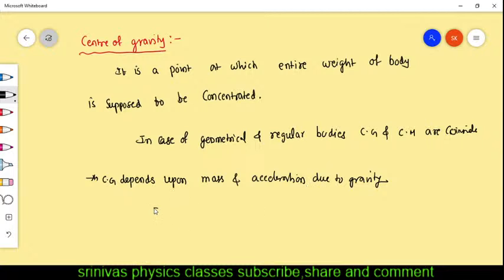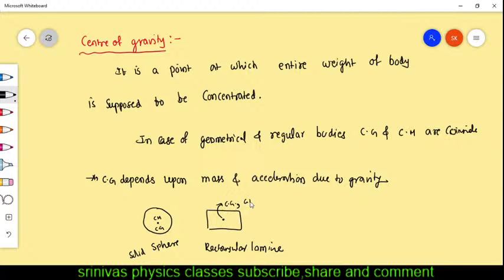For example, if you go for the ring, center of mass is at the center and center of gravity is also at the center. If you go for the solid sphere or anything, center of gravity and center of mass are at the same position. In case of rectangular lamina plate, the center of gravity and center of mass are at the point of intersection of diagonals. If the body is regular, center of gravity and center of mass coincide.